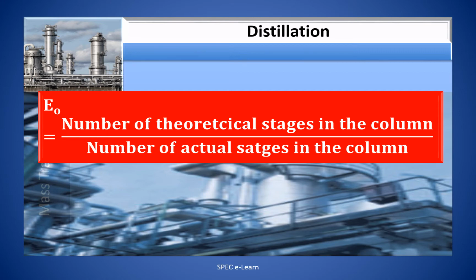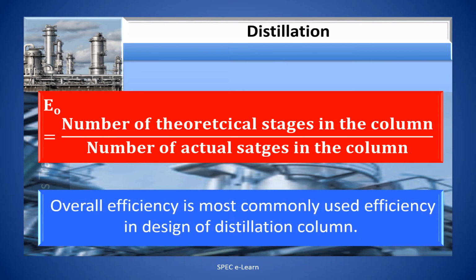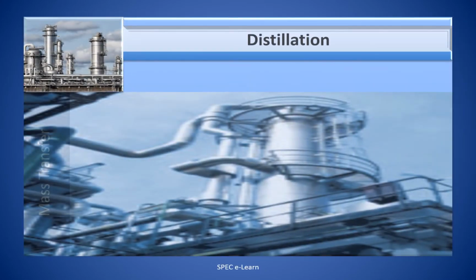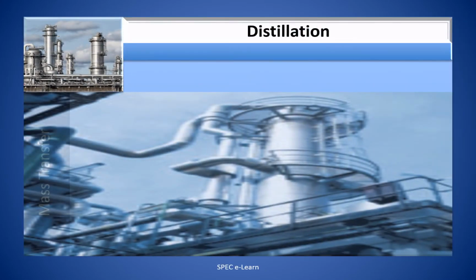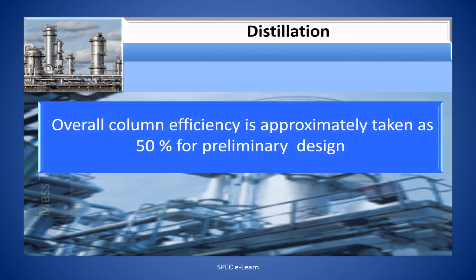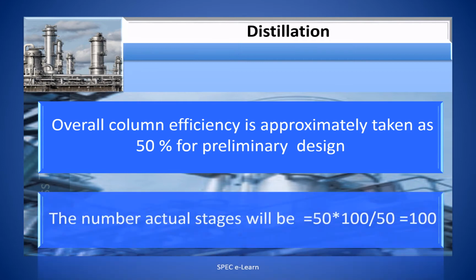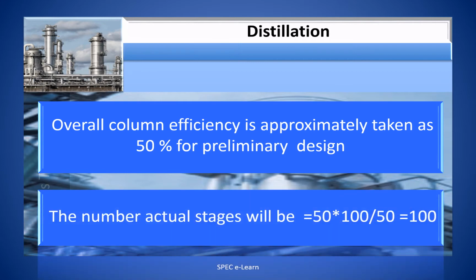Overall efficiency is the most commonly used efficiency term in the design of a distillation column. The overall column efficiency is approximately taken as 50% for preliminary design. So the number of actual stages will be 50 into 100 by 50, which equals 100.